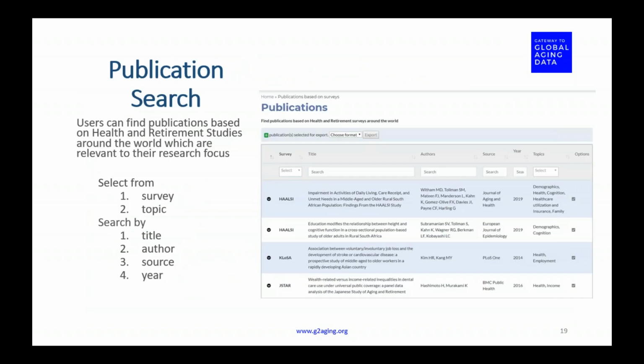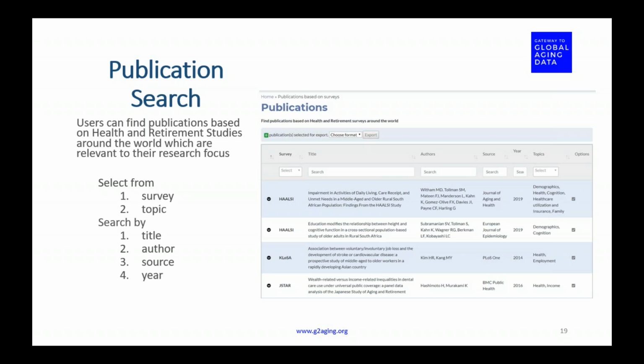We also built a publication search. Again, one of the things that we try to do is be kind of a one-stop shop to get started on using this global aging data. And part of doing any research is understanding what research has already been done. So we've built this catalog of publications, and these are all publications that inside of their publication were based on data from one of these studies.